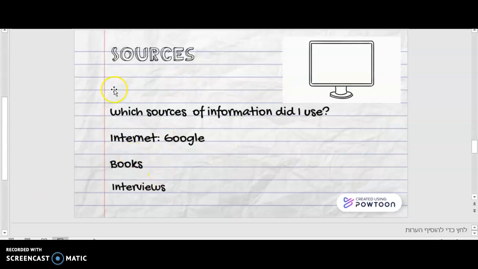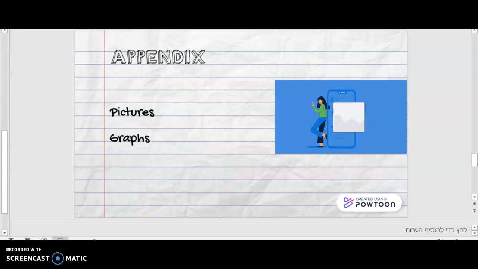And in the last section, you have to mention the sources that you depend on in order to collect information from. So in the sources section, you have to write which sources of information you used. You can have many different sources like the internet, depending on Google sites. You can collect information from books, for example, from articles, from interviews. So this is the sources section.